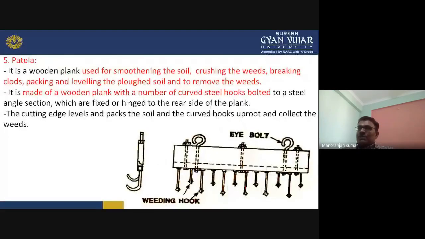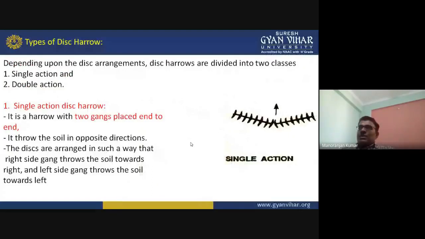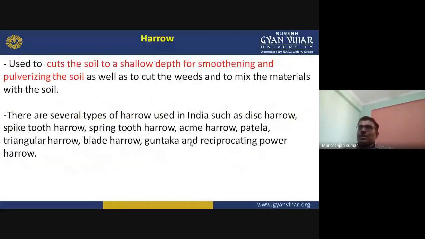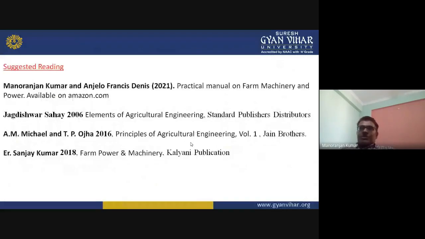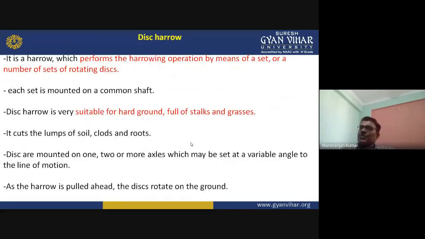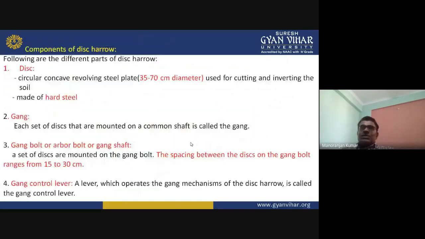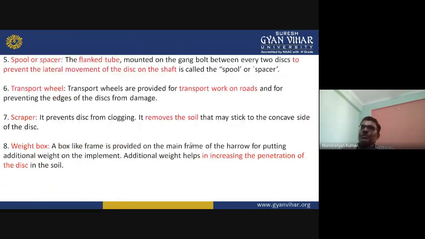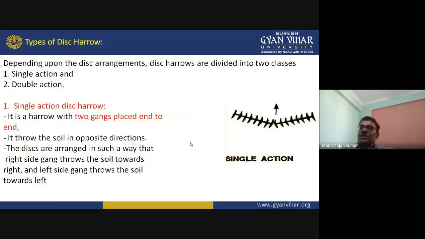Here, let us summarize all these things. Here we have seen secondary tillage, the objective of secondary tillage and secondary tillage implements. Under this, we have seen the harrow, and the different types of harrow. First, we have seen the disc harrow, the function of the disc harrow, and its components. Disc harrow is the most popular harrow.